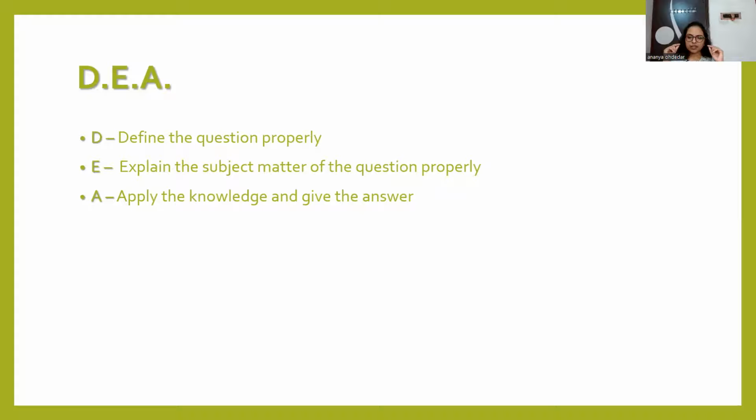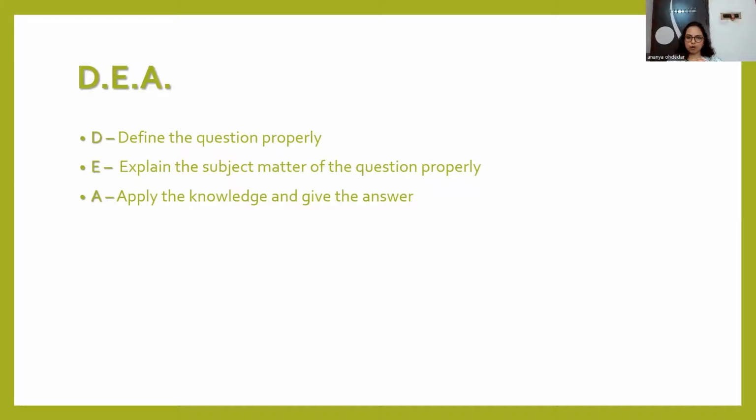In this portion, you have to go to the options. See, when you are at the stage of D, that is define the question, or at the stage of E, that is explain the subject matter of the question, you will not read the options. You will read the options after explaining the subject matter in your head. At the apply stage, apply the knowledge and give the answer. After explaining the subject matter in your head, you have a clear picture of what the answer will be. Then just go through the options, apply your knowledge and give the answer.